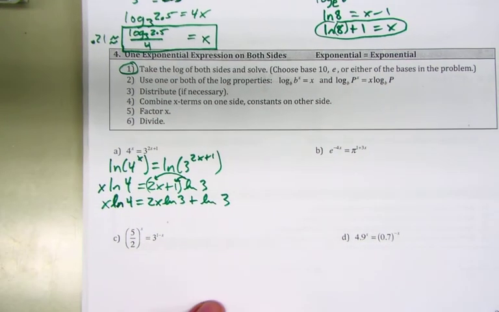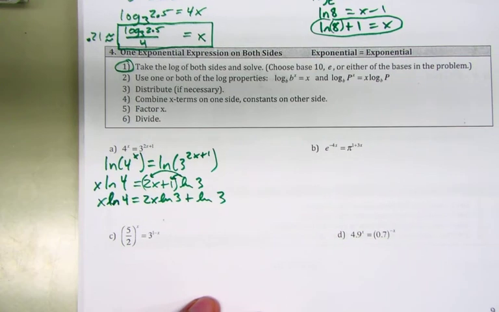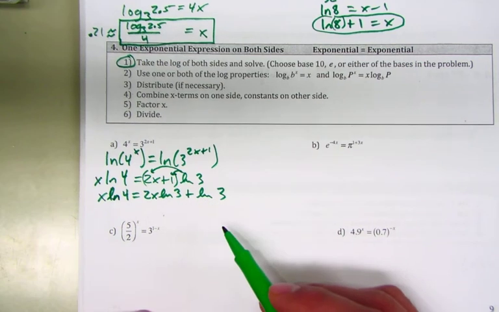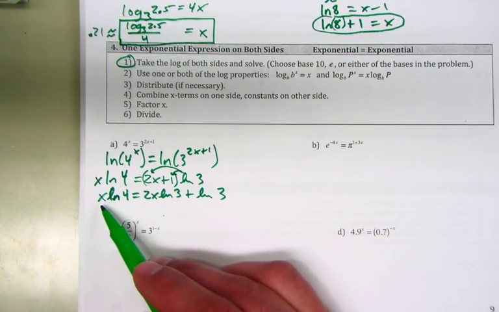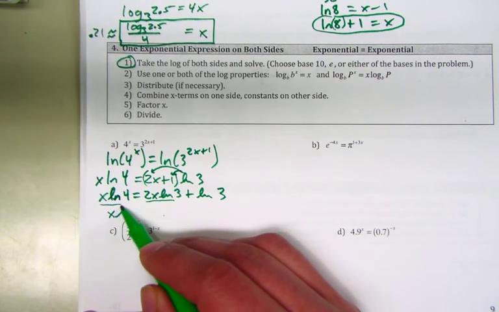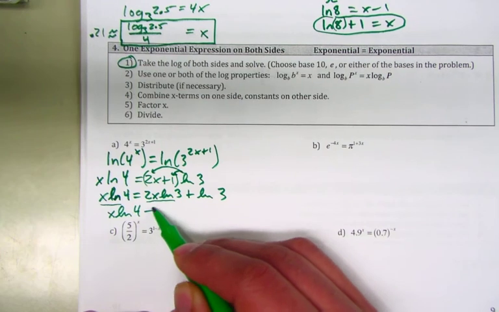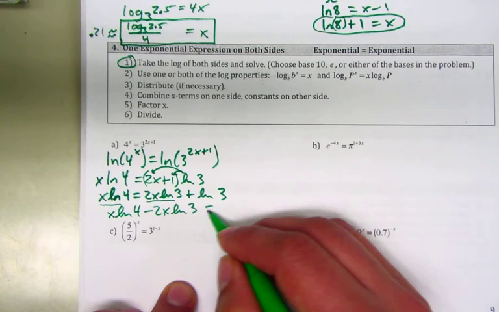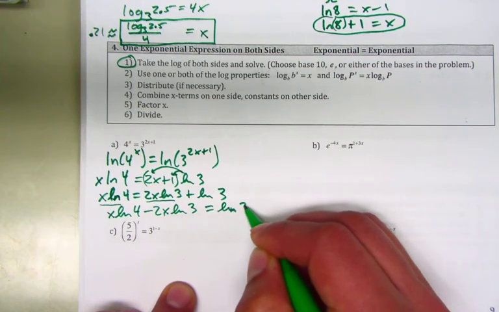Yes? Say you were to divide, could you do that? You could, but it would actually make it more work, and you'll see why in a minute. Okay? So now that we have this, you want to get the terms that have an x together on the same side. Okay? So I'm going to move 2x natural log of 3 to the left and keep natural log of 3 on the right.